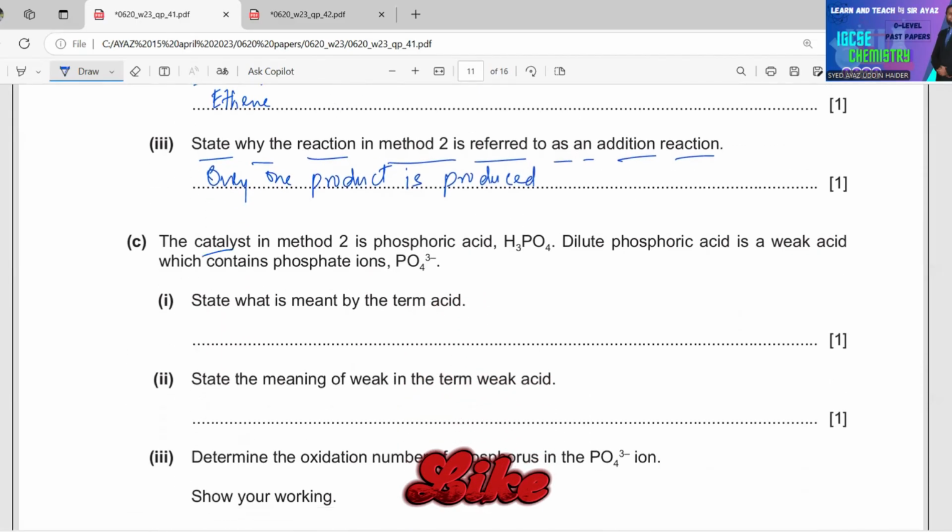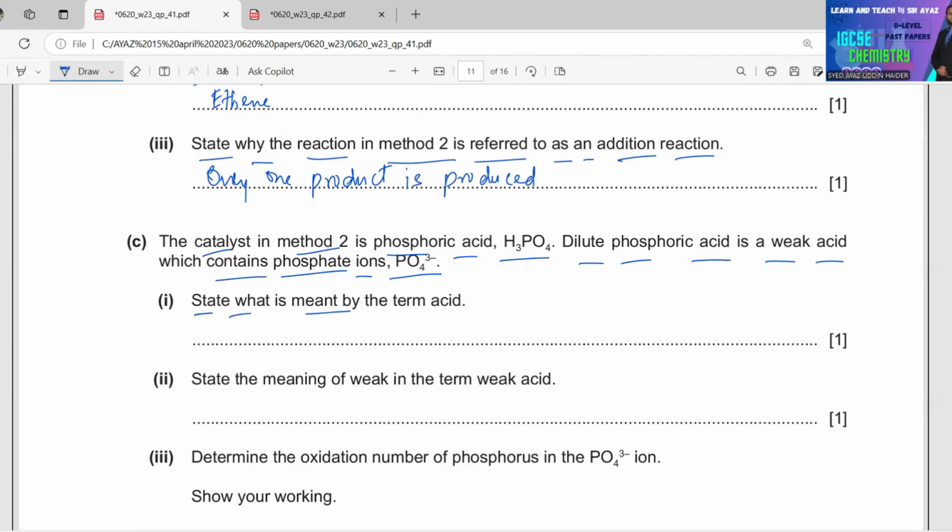Part 3, the catalyst in method 2 is phosphoric acid, H3PO4. Dilute phosphoric acid is a weak acid which contains phosphate ions, PO4 3-. Number 1, state what is meant by the term acid. Acid, it's a proton donor. This is the definition of acid. So you write proton donor.